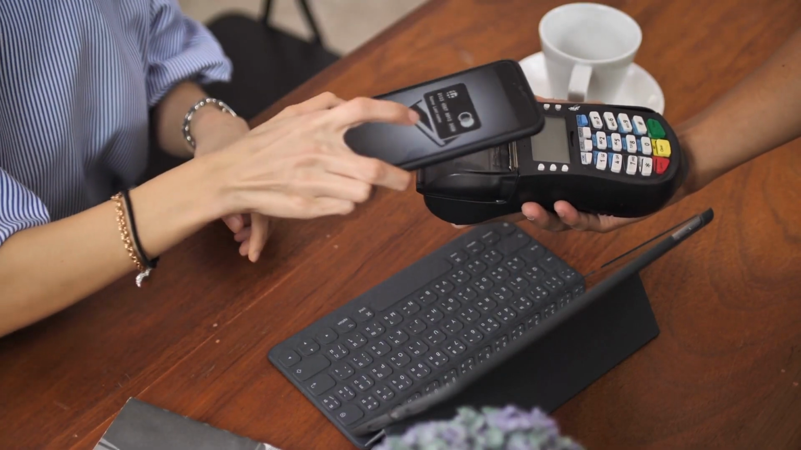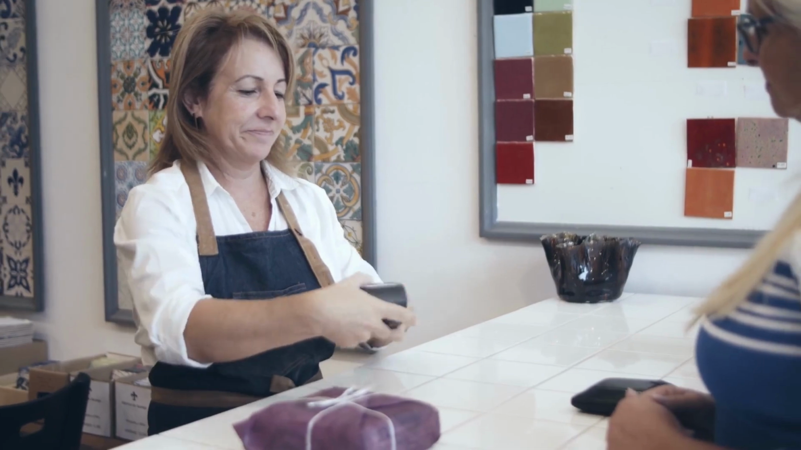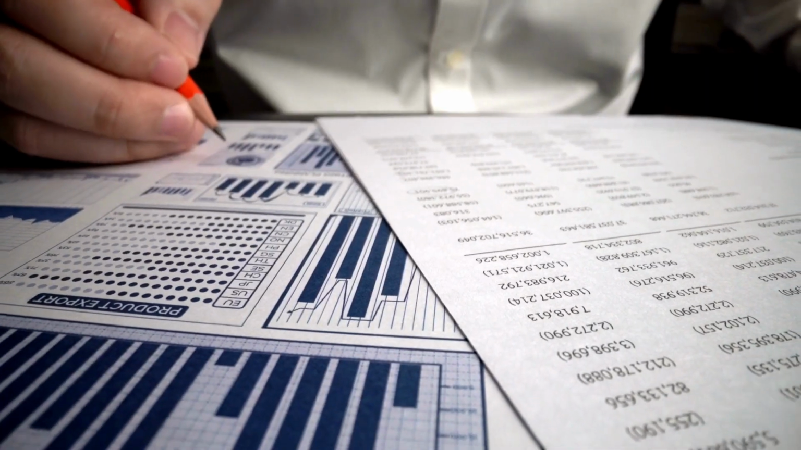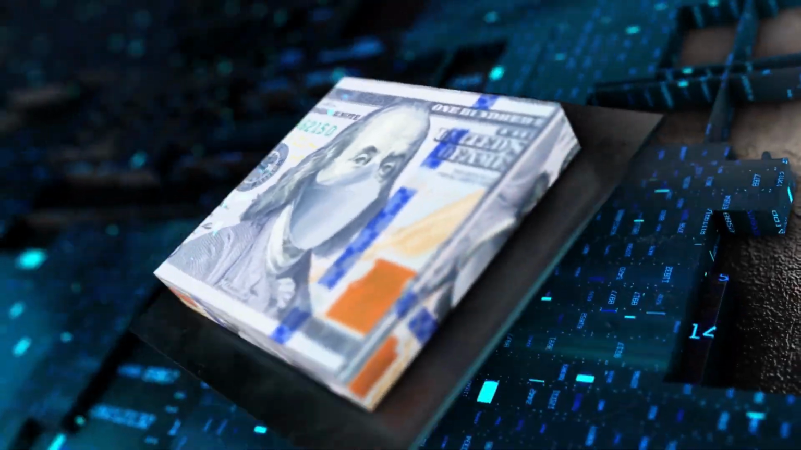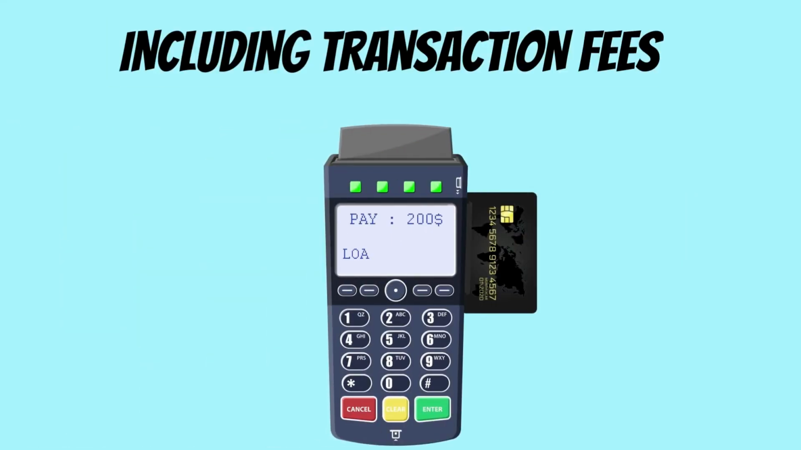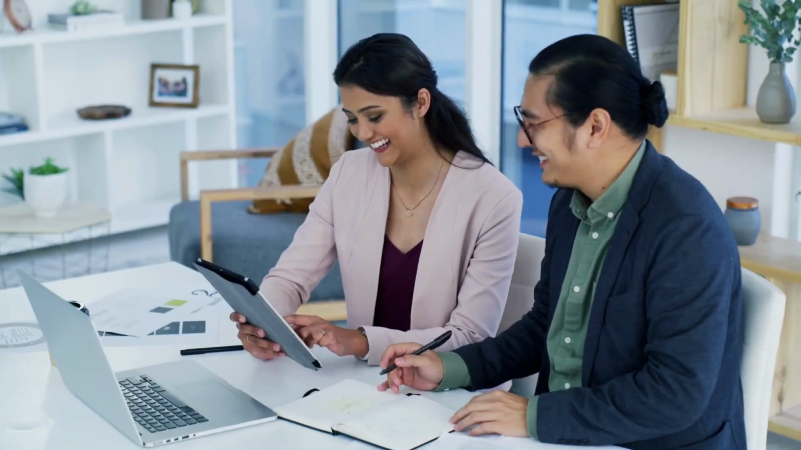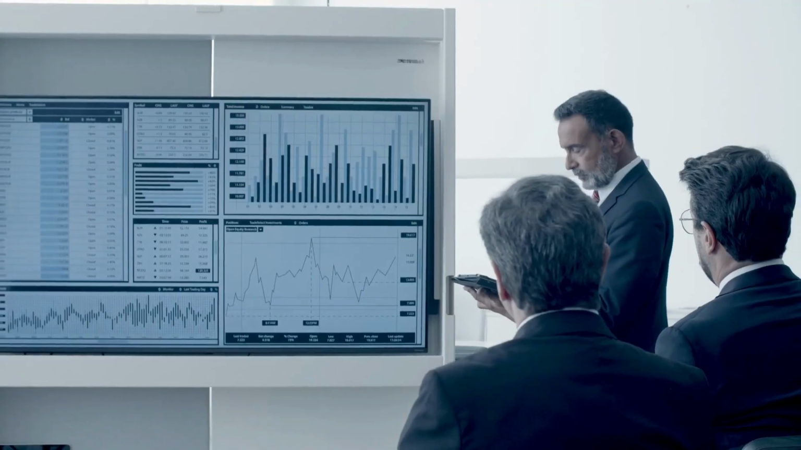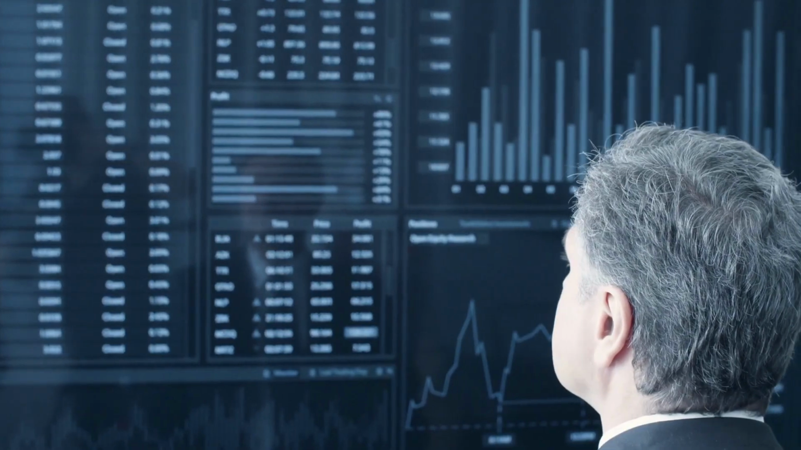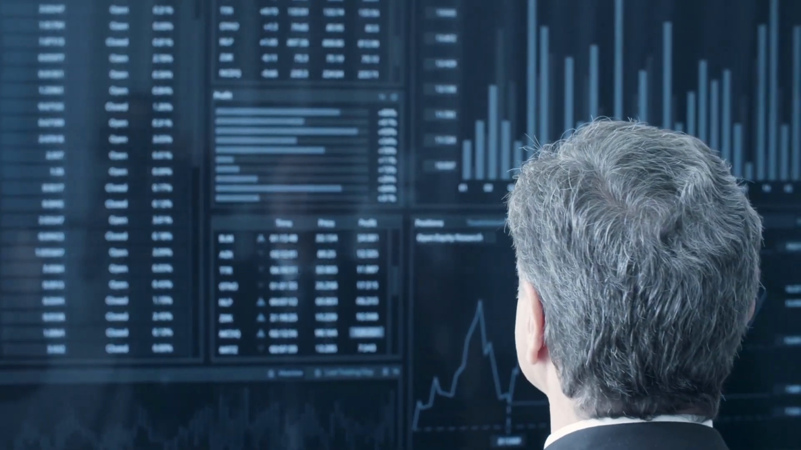6. Demystifying merchant account fees. As you embark on setting up a payment gateway, it's essential to demystify merchant account fees. Understand the various costs associated with your chosen payment processor, including transaction fees, chargeback fees, and monthly service fees. Transparent knowledge of these fees ensures that your business remains financially sound throughout its digital transactions.